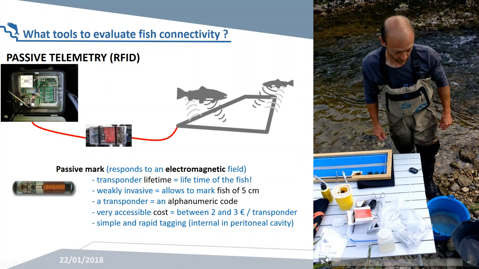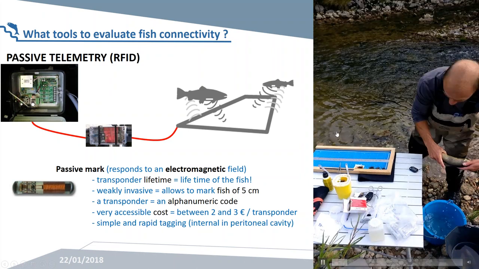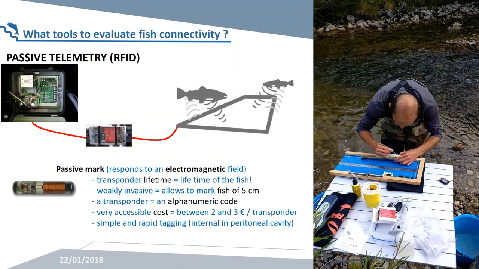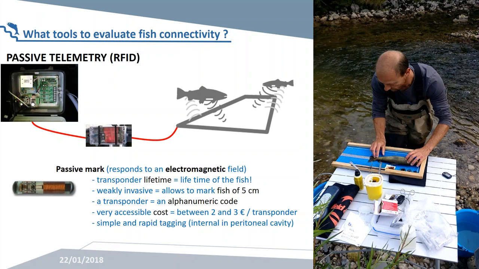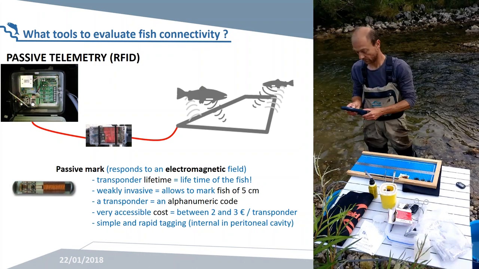So I have a short video here. Maybe it won't be too smooth. This is the problem, but doesn't matter. You can see, we take the fish anesthetized, and after with a scalpel, we just cut 1 or 2 millimeters of the fish, and we put the tag inside the peritoneal cavity. And after that, we just record the number of the tag and release the fish. So in a few seconds, you have tagged the fish and released it in the river. So it's very weakly invasive.